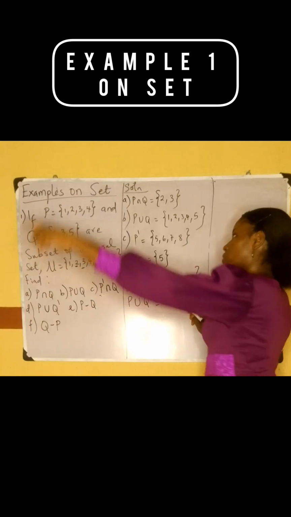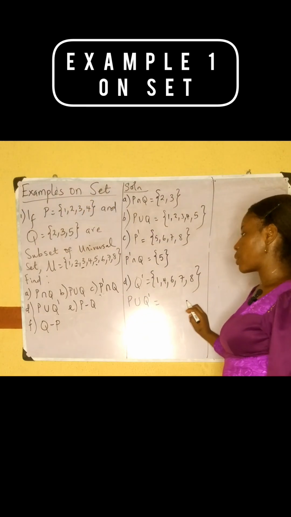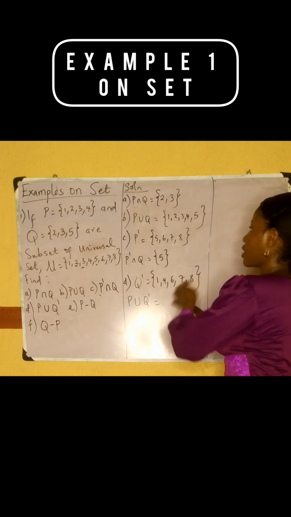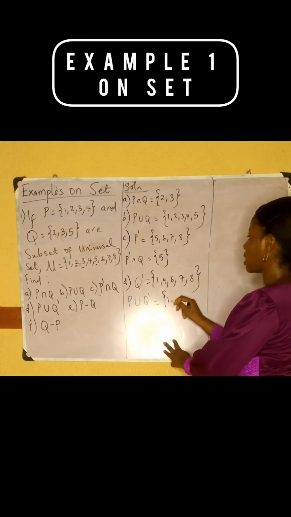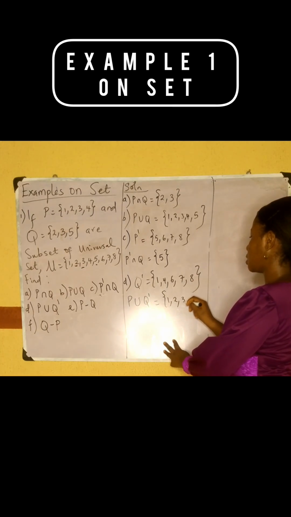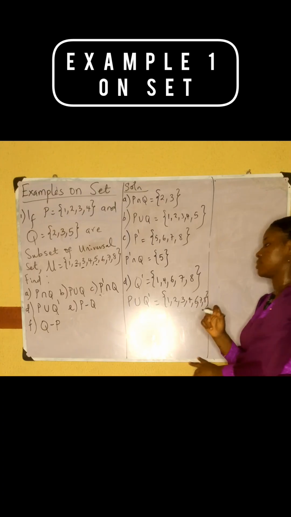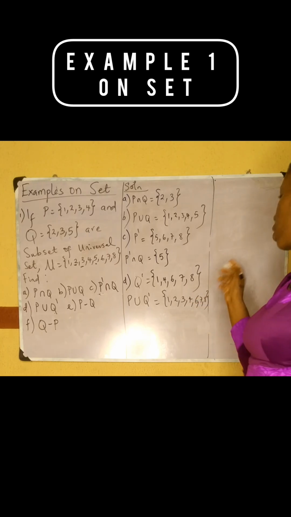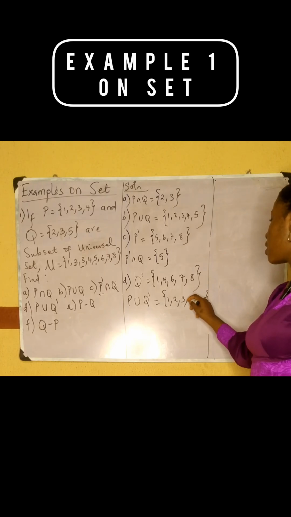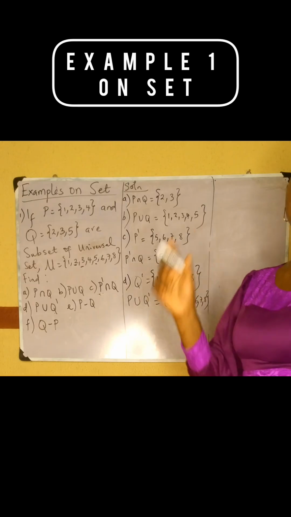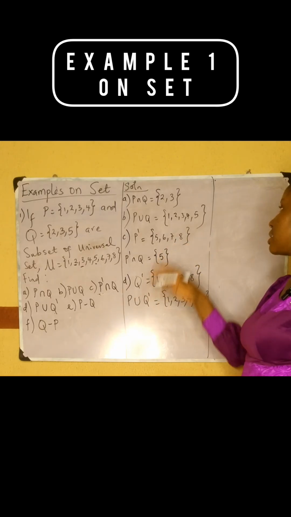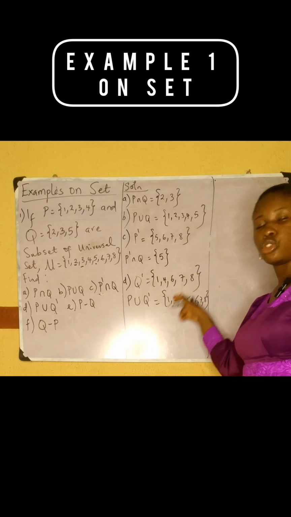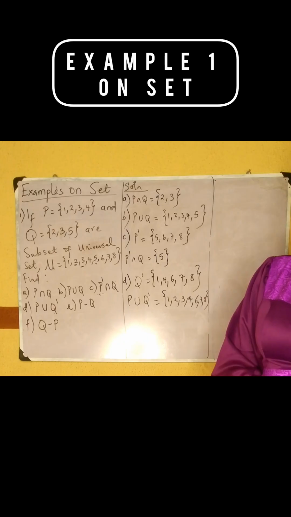But the question said I should find P union Q complement. So where is my P? 1, 2, 3, 4. I'm going to combine it with what I just got. So that's going to be 1, 2, 3, 4, 6, 7, 8. This is my P union Q complement: 1, 2, 3, 4, 6, 7, 8. I've combined P and Q complement together.